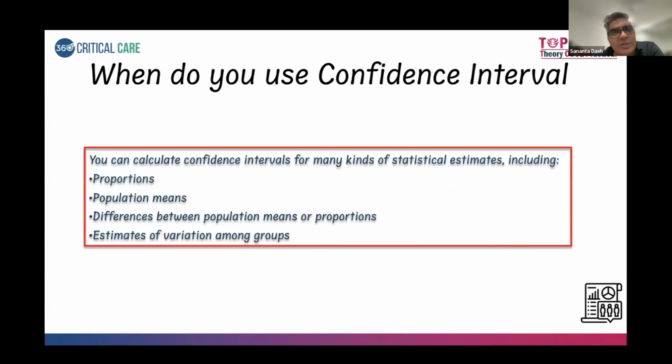Now, why do we use a confidence interval? You can calculate a confidence interval for many kinds of statistical estimates, including proportions. Proportions are represented as a value plus or minus a confidence interval. Population means are represented as a value plus or minus a confidence interval. The difference between population means or proportions can be represented as a number plus or minus a confidence interval, and so can estimates of variation among the groups. If you are comparing two groups, you can represent the data, whether it is a proportion or a mean, in terms of the value and confidence interval for both of them.